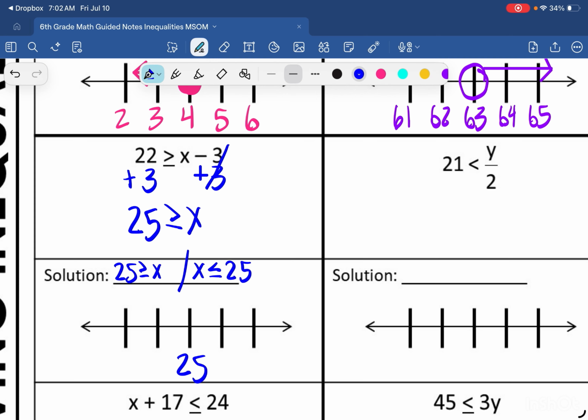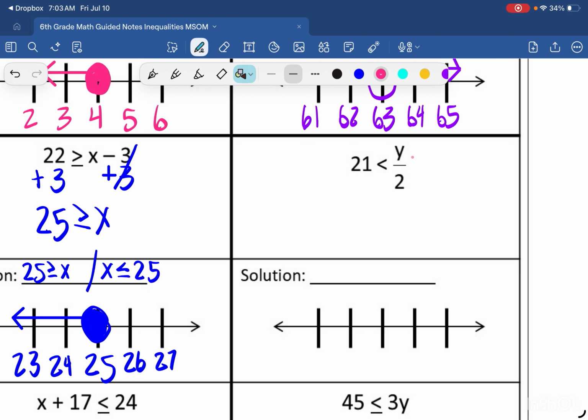Let's write it on our number line. My circle will be closed or filled in. And then I'm going to add my other numbers. 25 is greater than x. So I'm going to draw an arrow to all the numbers that 25 is greater than. And so my arrow will be going to the left.